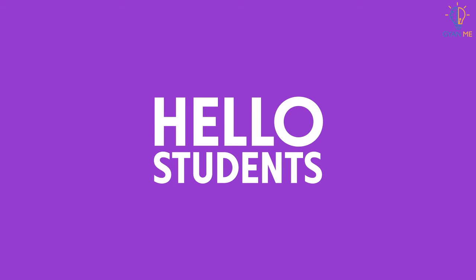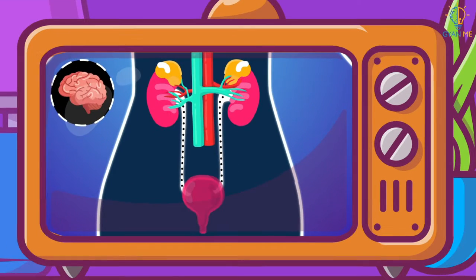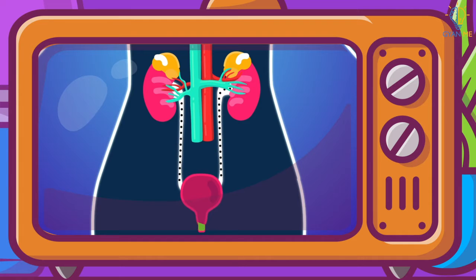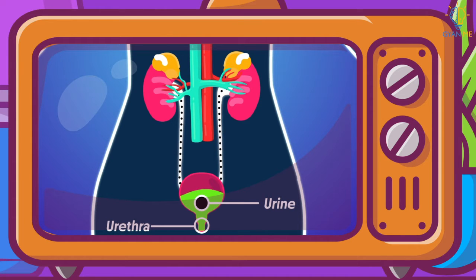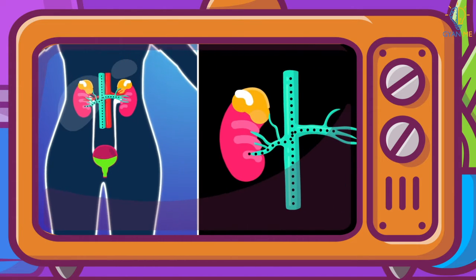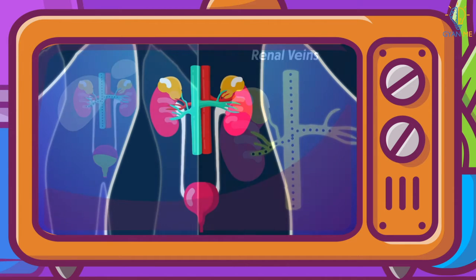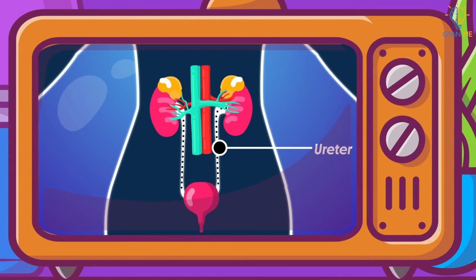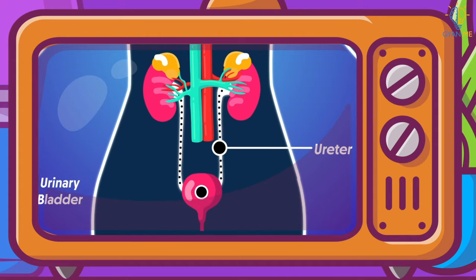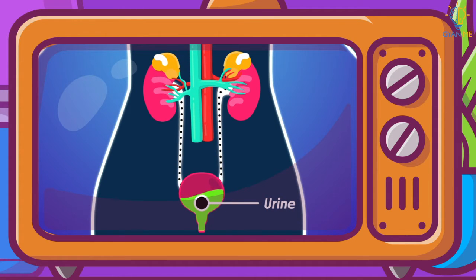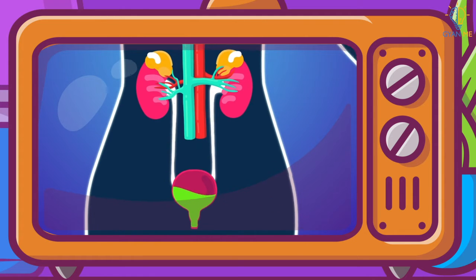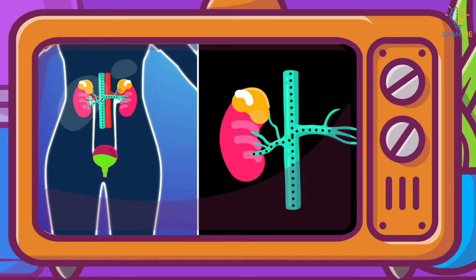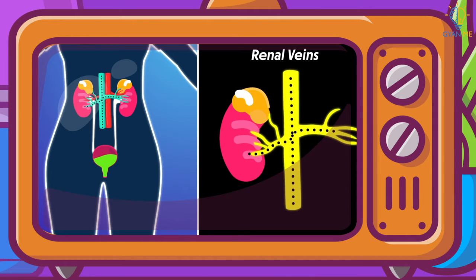Hello students! In our previous video, we learned that the type of nitrogenous waste produced in humans is urine, and it is excreted out by the human excretory system. We saw that the human excretory system is made up of kidneys, tube-like ureters coming out from each kidney, the urinary bladder, which is a sac-like muscular organ where urine is stored, and the urethra. Urethra is the opening of the human excretory system from where urine is passed out of the body.